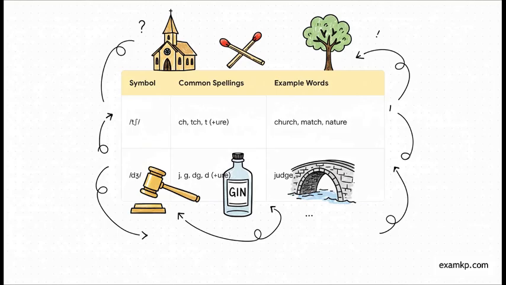The first sound, ch, is the sound you hear in church and match. The second one, j, is what you hear in judge and gin. Pay close attention to the spellings. See how G in gin and J in judge make the exact same sound. That's the kind of thing the examiners love to test.